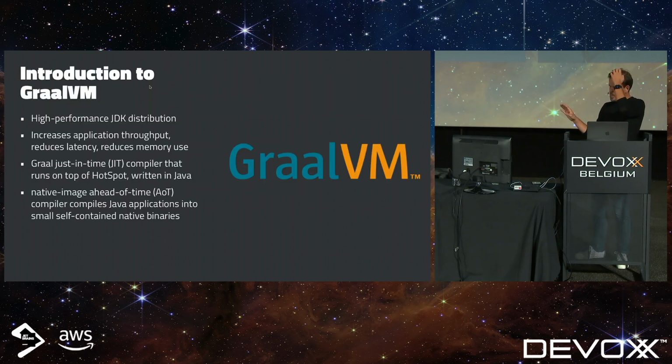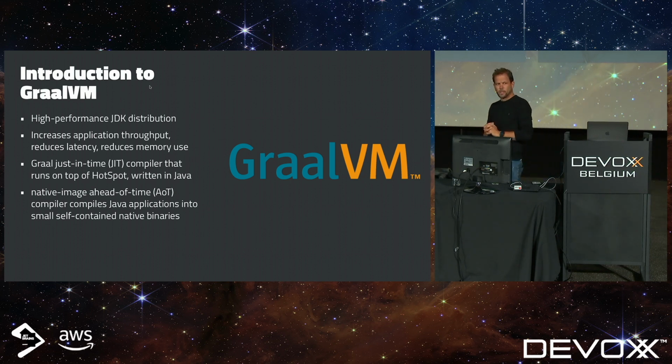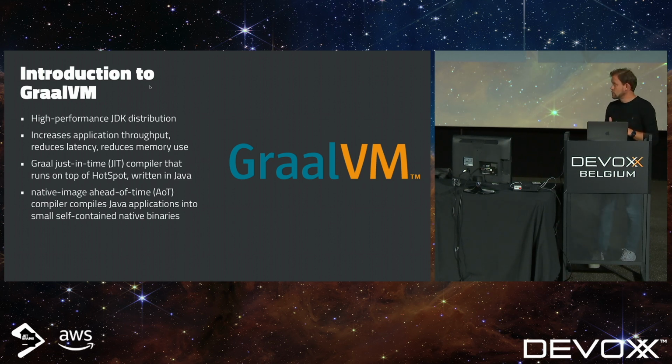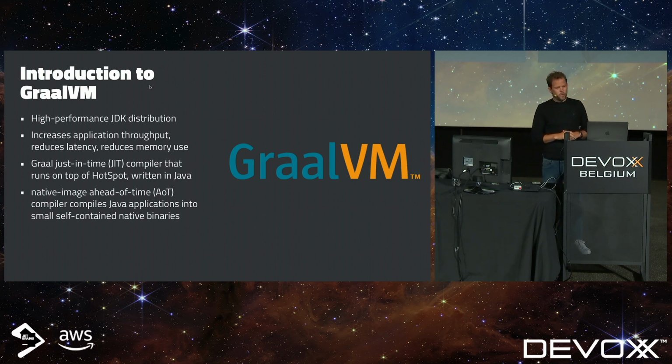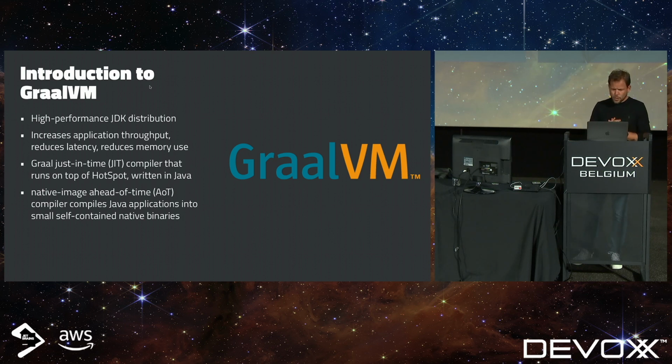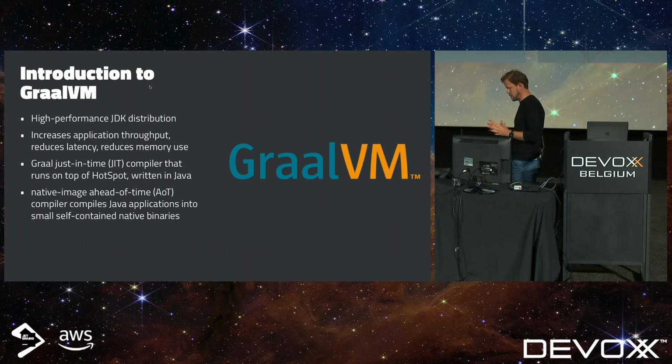So if you haven't heard of GraalVM, GraalVM is a high-performance JDK distribution that comes out of Oracle Labs. It has a JIT mode that increases throughput, reduces latency, reduces memory usage, etc. In terms of a replacement JIT compiler for the regular JVM, and it also has a native image for ahead of time compilation, which compiles your applications into self-contained native executables. Now this is awesome because it's allowing Java to go places that were just not possible before.